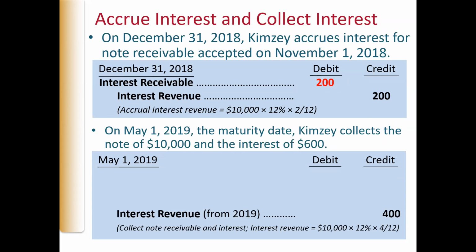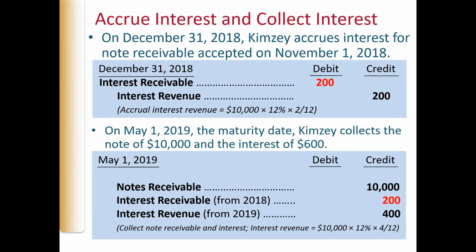Then when we finally receive the money and the note is due, we debit our cash for the entire amount. We credit our note receivable for $10,000. We credit our interest receivable from the year before, and we would record our interest revenue for all of 2019. Does that make sense?